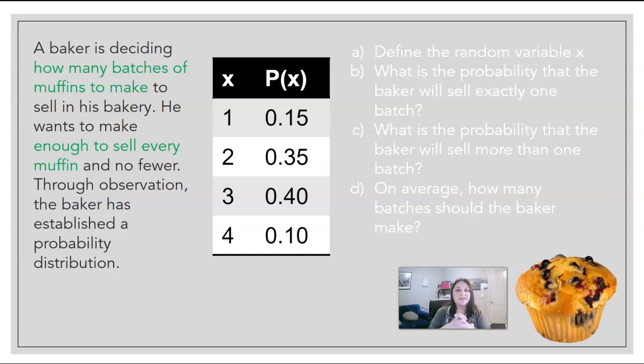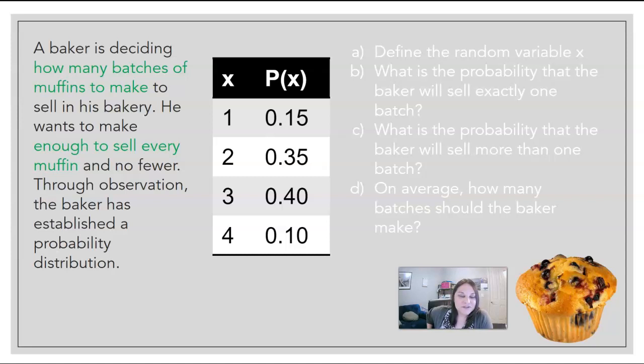First question, what is the random variable X? Second question, what's the probability he will sell exactly 1 batch? So my fault, it's not 1 muffin. He wouldn't be able to make a business. Third, what's the probability that he'll sell more than 1 batch? And on average, how many should he make?